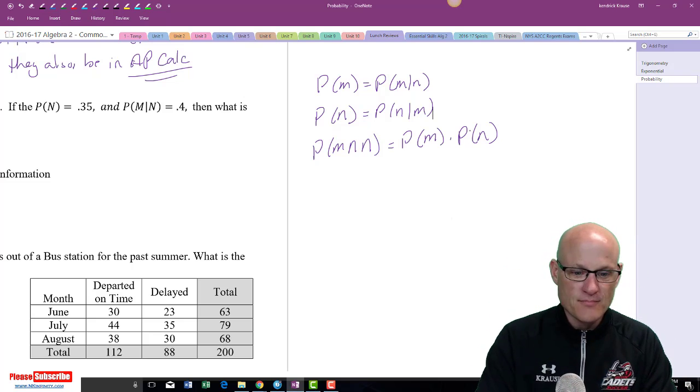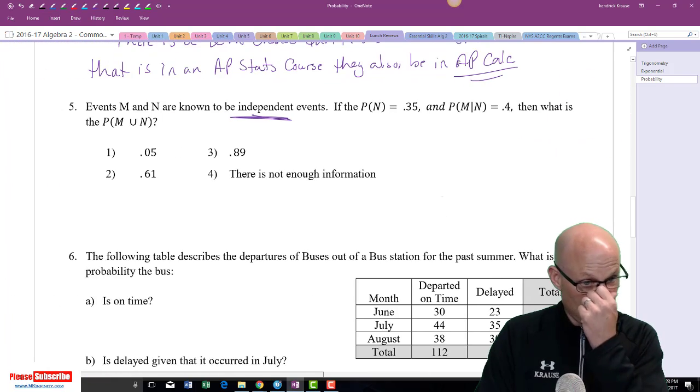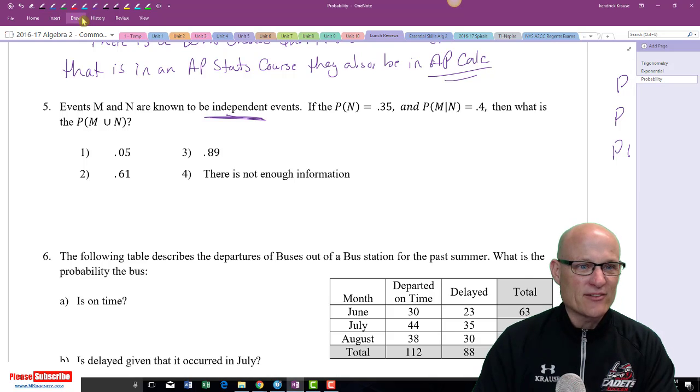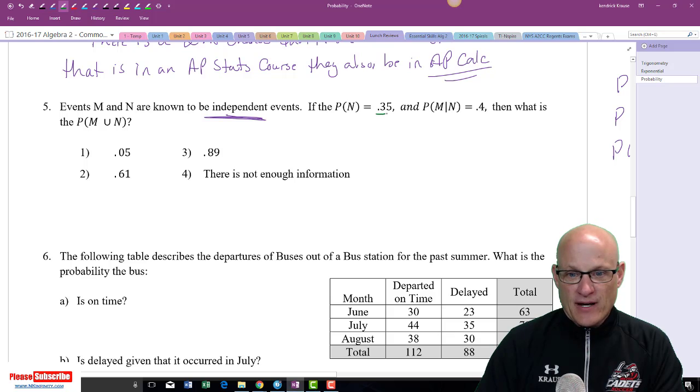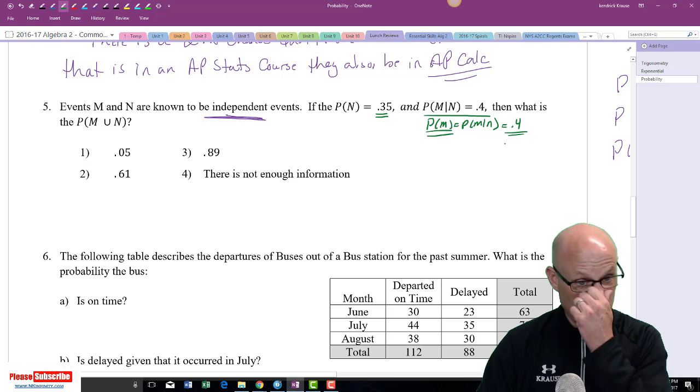Okay? So let's go back to the problem then. I'll try to keep that stuff off to the side. Can't do it. So you have to remember what I just wrote. Hopefully you just wrote it down. So what does that give us? Well, let's look at this. The probability of N is 0.35. The probability of M given N is 0.4. But wait a second. If they're independent, then doesn't the probability of M equal the probability of M given N, which is equal to 0.4?